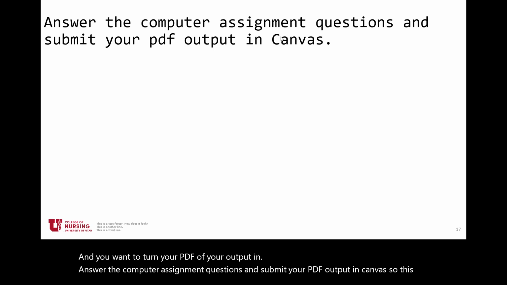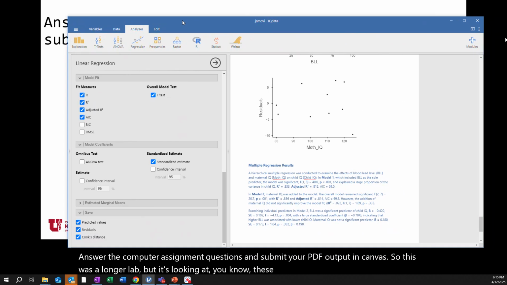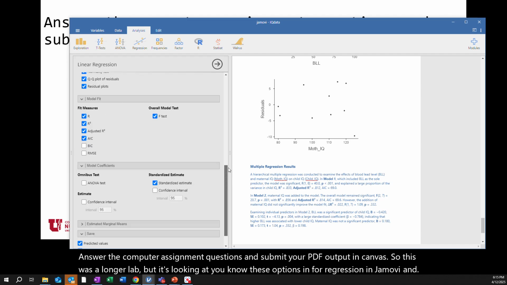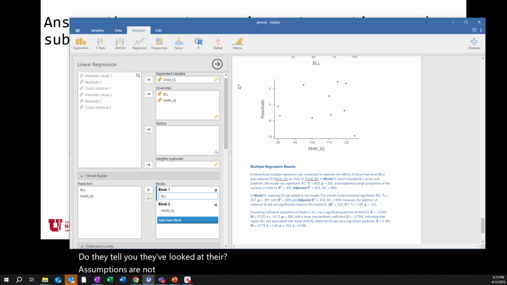So this was a longer lab, but it's looking at these options for regression in Jamovi, and understanding how this works is going to benefit you. Understanding research, and do they tell you they've looked at their assumptions or not? That's a real sign of quality. If they've checked them, that's great.